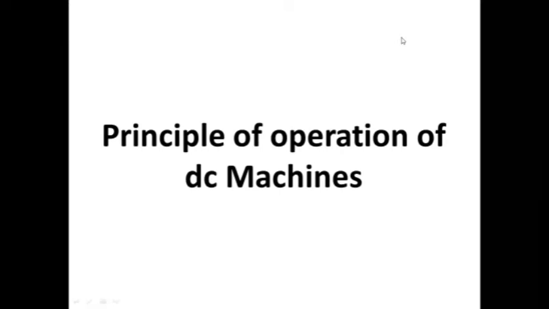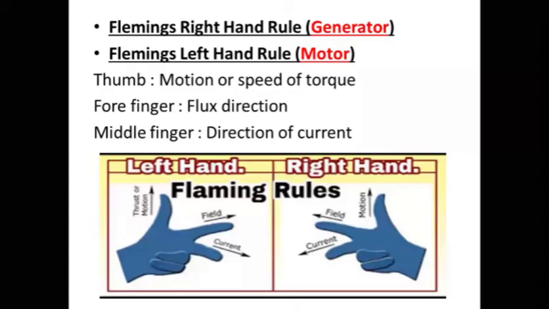Coming into the chapter, the principle of operation of DC machines. Considering the working of a DC machine, there are two important laws or rules that we should know to understand the movement of these conductors. One is Fleming's right-hand rule, which we use in the case of a generator. Please see from the figure how the right hand is kept. The thumb, the forefinger, and the middle finger should be kept in three mutually perpendicular directions, so the angle between all three fingers should be 90 degrees.